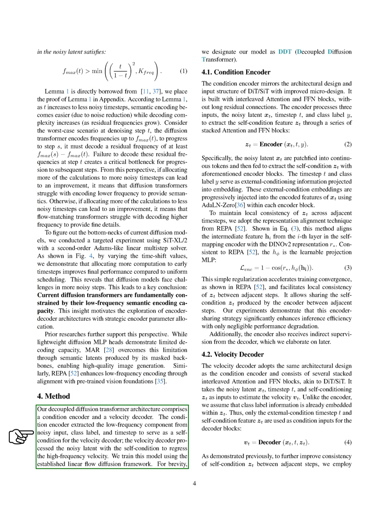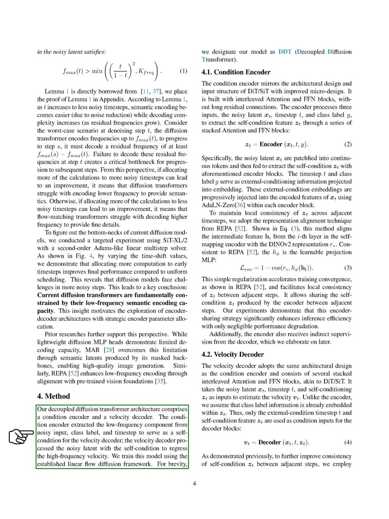Our proposed architecture consists of a condition encoder and a velocity decoder. The condition encoder extracts low-frequency components from noise input, class labels, and time steps to provide a self-condition for the velocity decoder, which then processes the noise latent to predict high-frequency details. We train our model within the established linear diffusion framework and refer to it as DDT, which stands for Decoupled Diffusion Transformer. The condition encoder is designed similarly to existing models but with improved features.